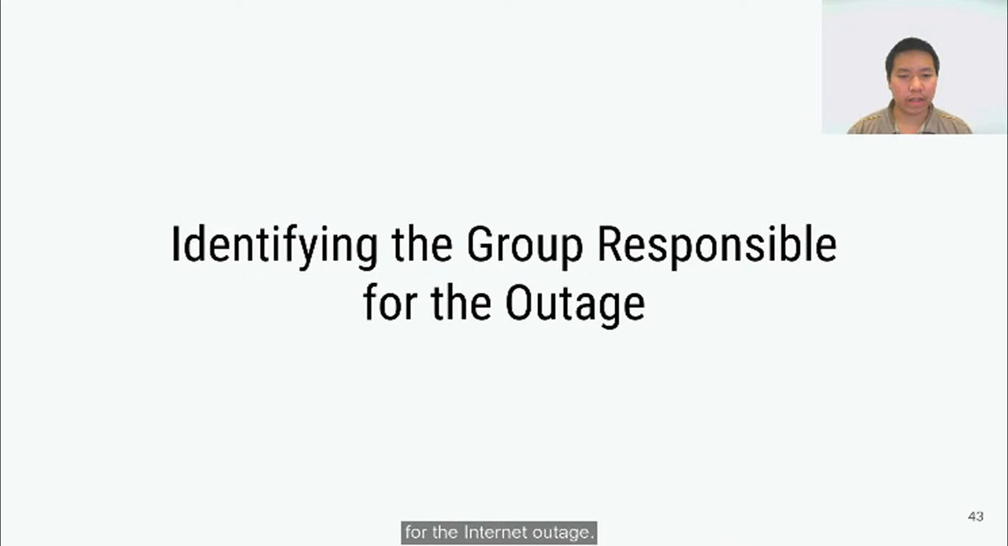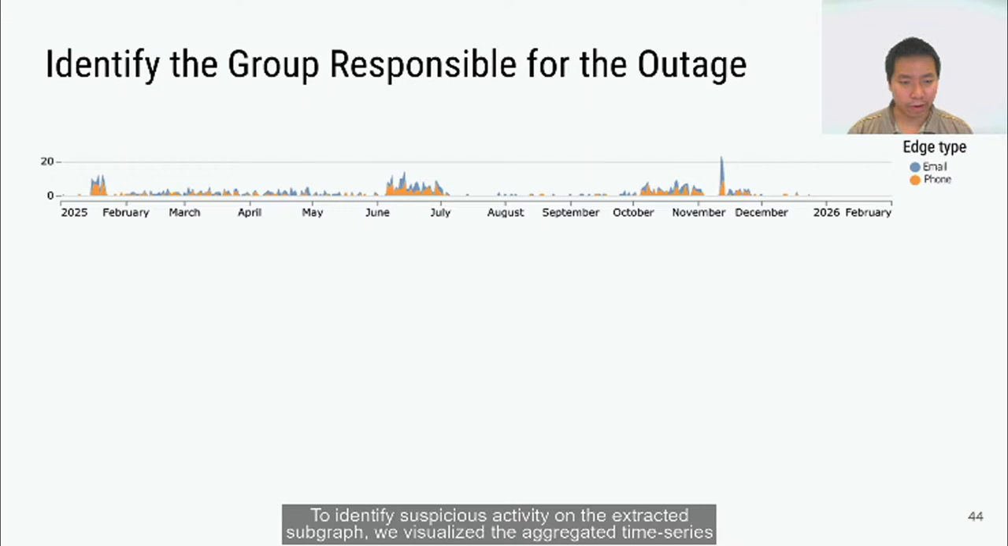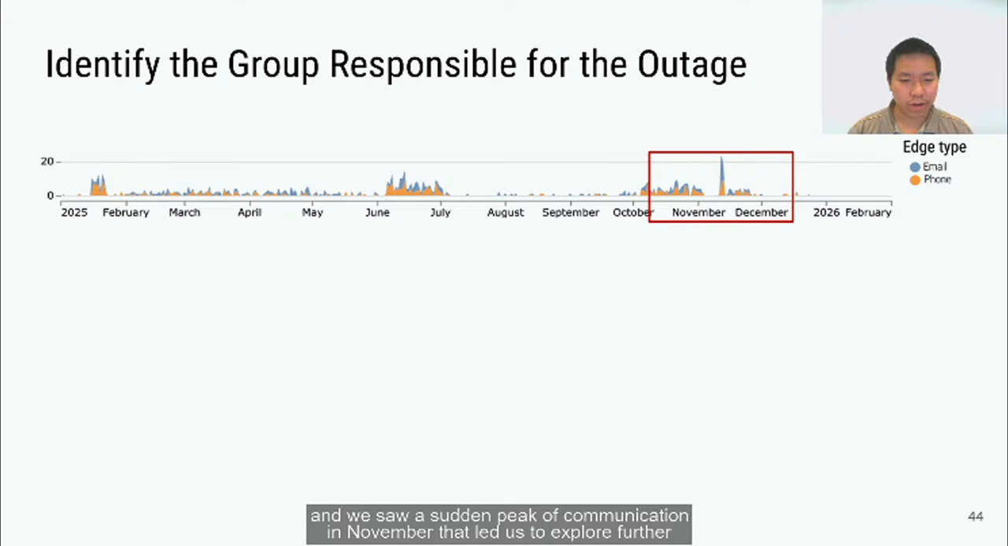Next, we apply visualization we developed to identify the group that may be responsible for the internet outage. To identify suspicious activity on the extracted subgraph, we visualize aggregate time series and we saw a sudden peak of communication in November. That led us to explore further what happened.